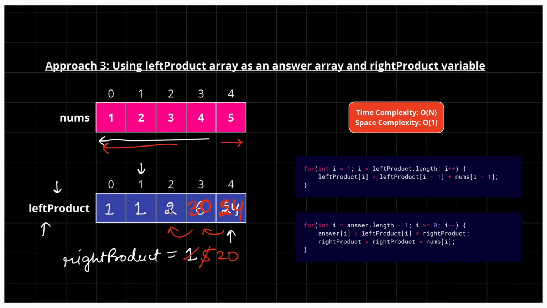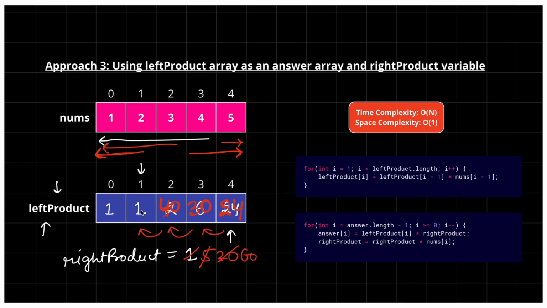At this point in time, you can see that the left product value gives me the product of the left side array, and this right product variable gives me the product of the right side array. And I'll simply say 20 into 2, which is 40. So I'll take this value 40 and store it over here. Great. And now before moving to the next value, I will make sure that I multiply this 3 with this right product, which will make it 60.